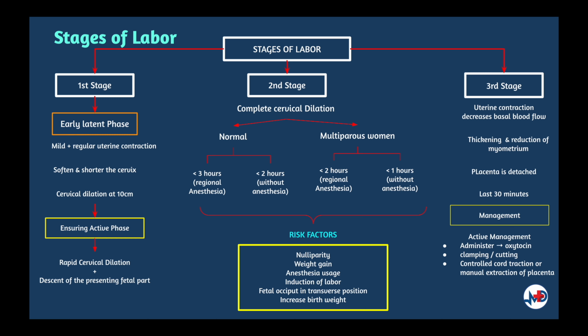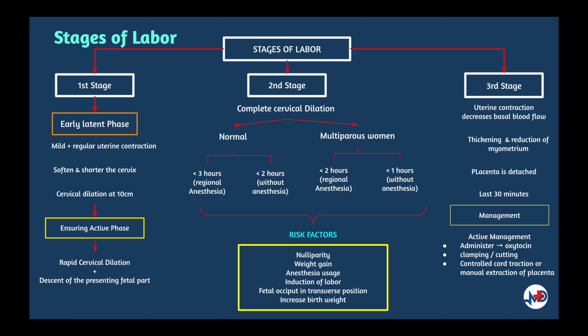Finally, we have the third stage of labor. The third stage of labor is defined by the time period between the delivery of the fetus and the delivery of the placenta and fetal membranes. During this period, uterine contractions decrease basal blood flow, which results in thickening and reduction in surface area of the myometrium underlying the placenta, with subsequent detachment of the placenta. Although delivery of the placenta often requires less than 10 minutes, the duration of the third stage of labor may last as long as 30 minutes.